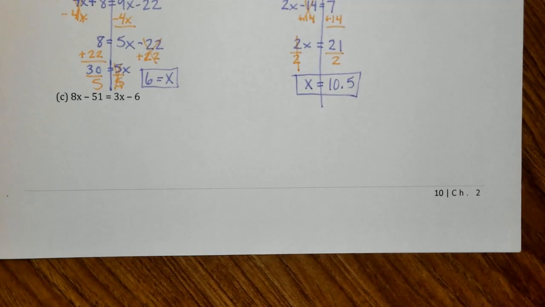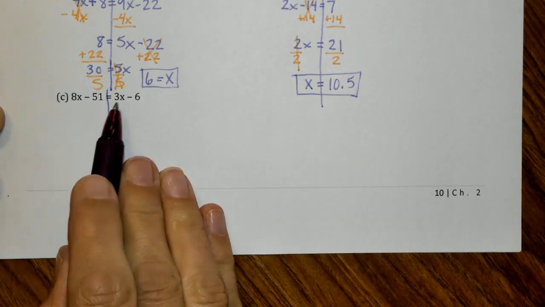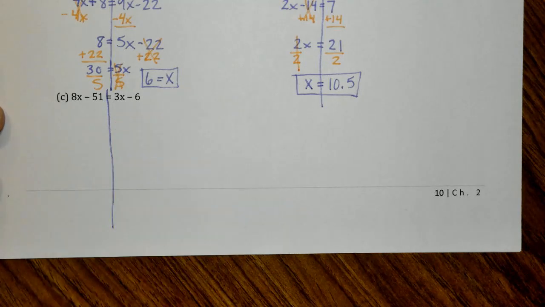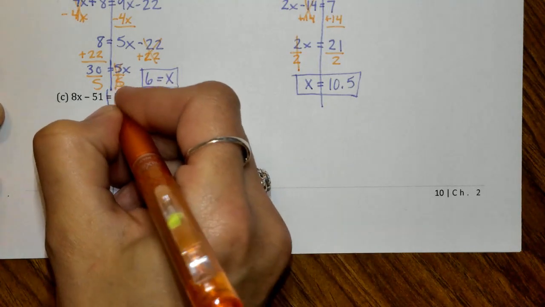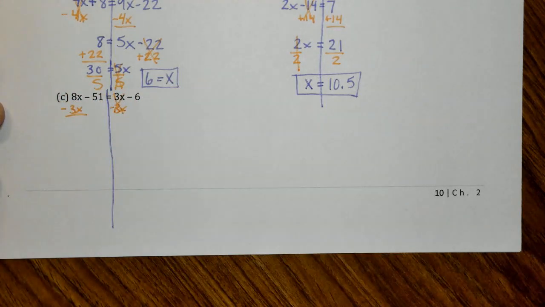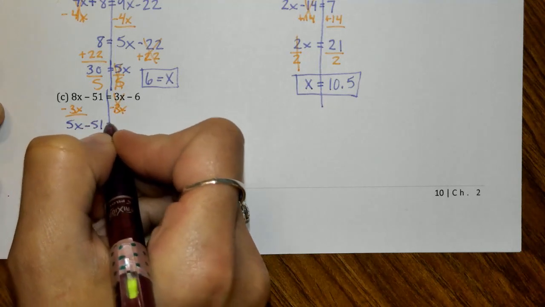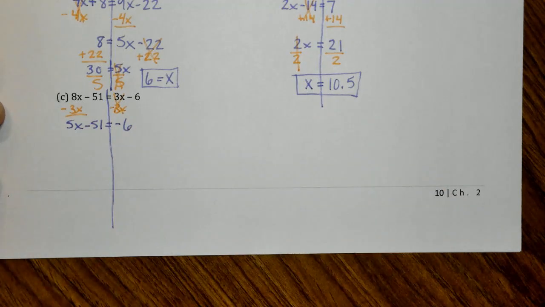All right, last one before moving further. All right, we got variables on both sides. Let's move that smaller dude. Right here, zero it out by subtracting it. We now have 5 x's left. Bring down your minus 51. Bring down your negative 6.